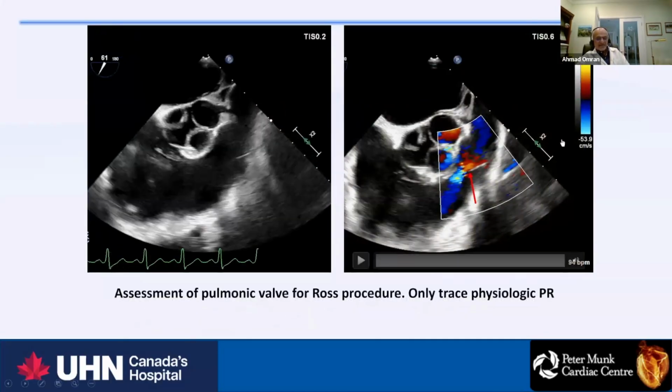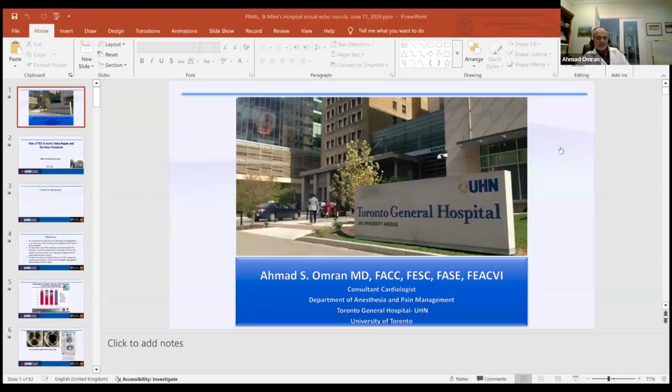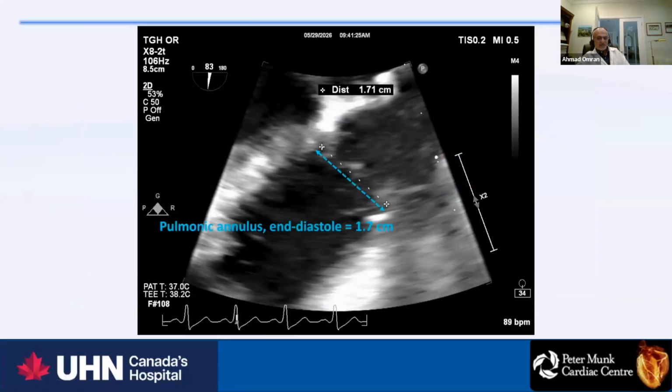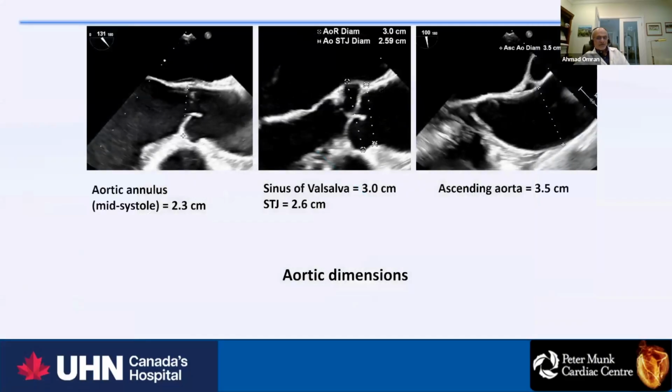This is a pulmonic valve. A little bit of PI is okay. And we measure the pulmonic annulus. This measurement is very important in echo. We do it for pulmonary at end diastole and for aortic at mid systole. The annulus measurements should match together. If the difference is less than 2 millimeters, it is okay. If it's more than 2 millimeters, might need pericardial patch augmentation.